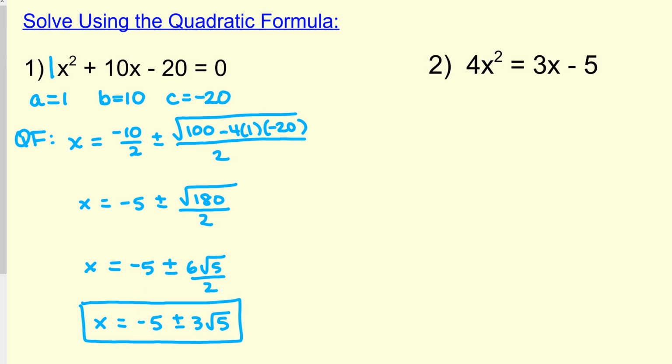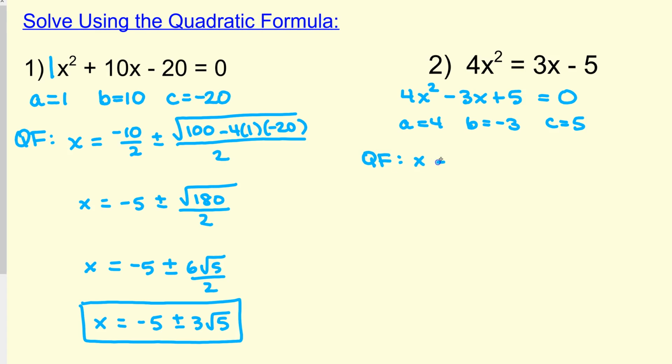Okay, let's do number 2. We're going to use the quadratic formula, and it's not ready for that yet. We need to get all the terms onto the left, and we need it to say equals 0. So 4x squared minus 3x plus 5 equals 0. Now we can use the quadratic formula. A is 4, b is negative 3, and c is 5.